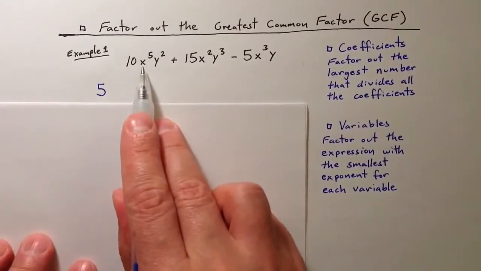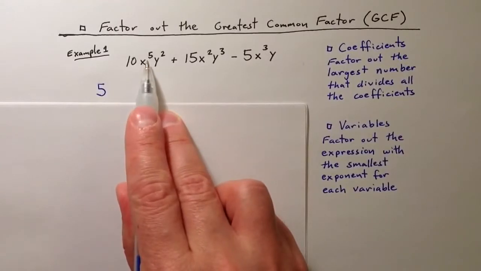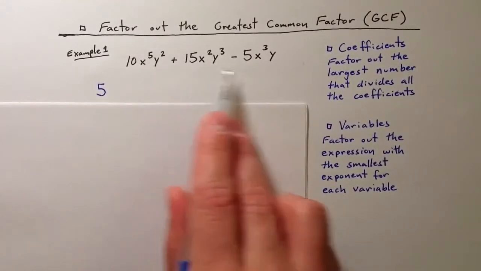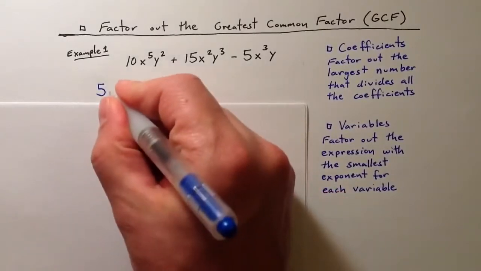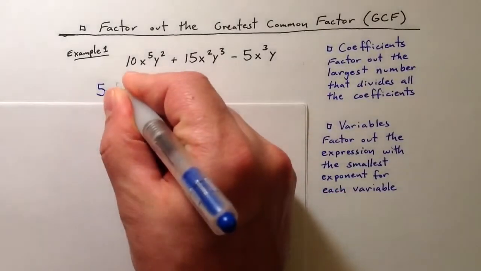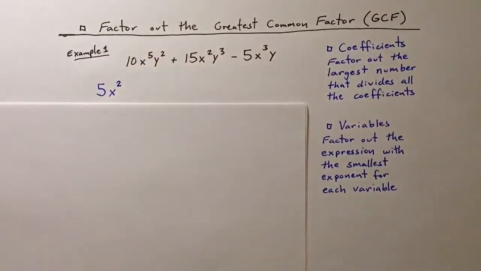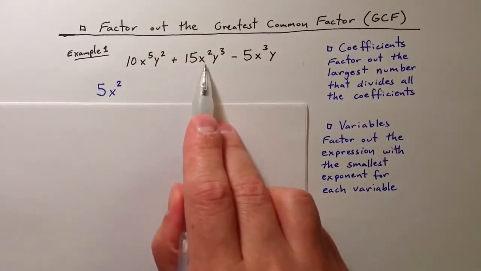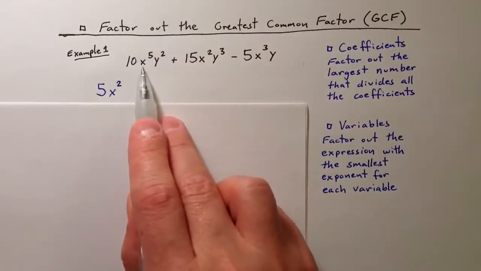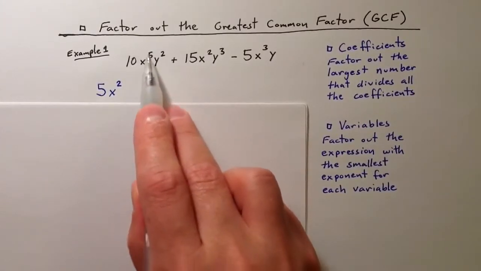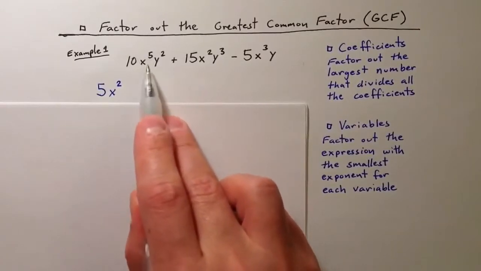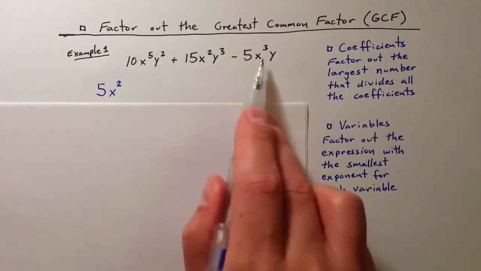For the x term, if I look at the exponents, I have x to the 5th, x squared, and x to the 3rd power. And so x squared is the smallest of those exponents. So x squared means x times x. X to the 5th means x times x times x times x times x. And so x appears at least 2 times in each of those terms.